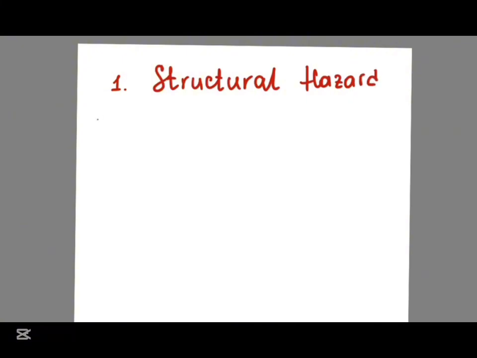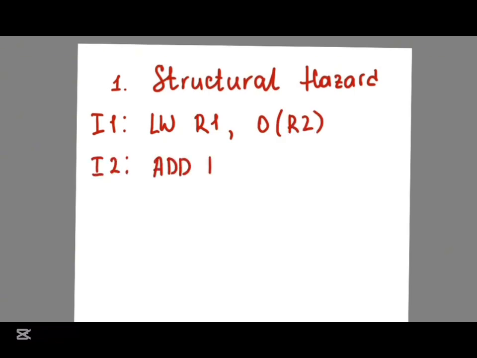The first type is called structural hazard. It happens when the processor does not have enough hardware resources to execute multiple instructions simultaneously. A common example is when instruction memory and data memory are shared. The load instruction needs memory access, and the next instruction may also need memory access in the same cycle.